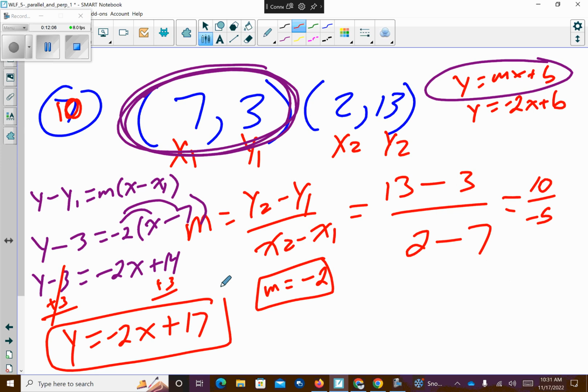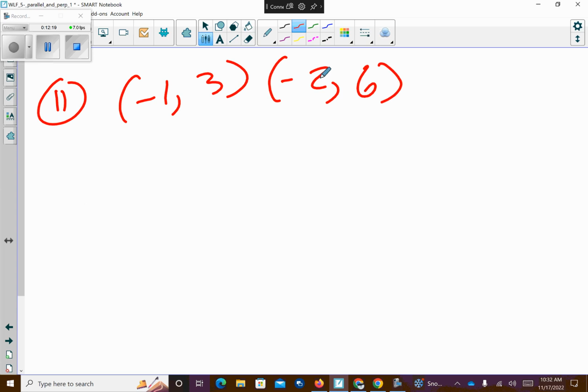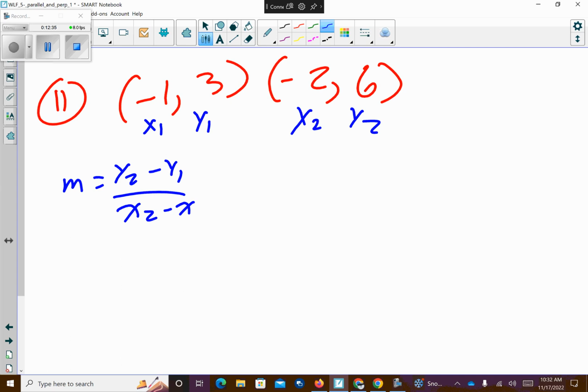All right. Can I move on? And 11 will be the last one. Number 11. We got negative 1, 3, negative 2, 6. Are either of those the y-intercept? No. I don't have x values that are 0. x1, y1, x2, y2.